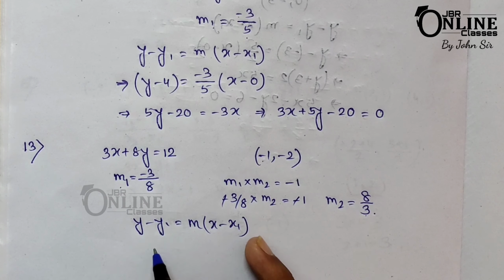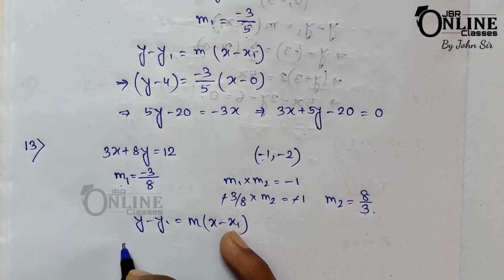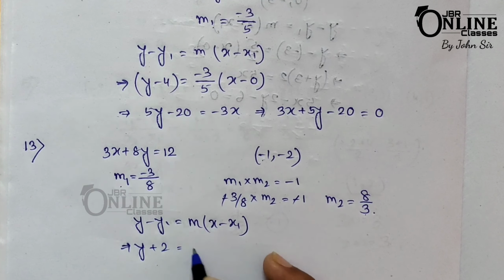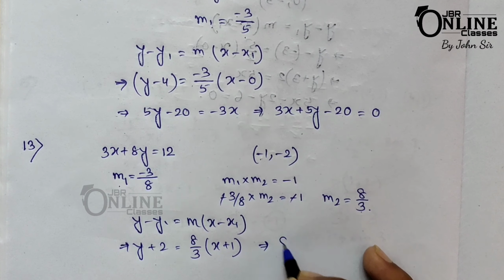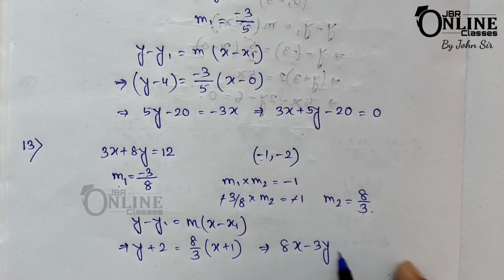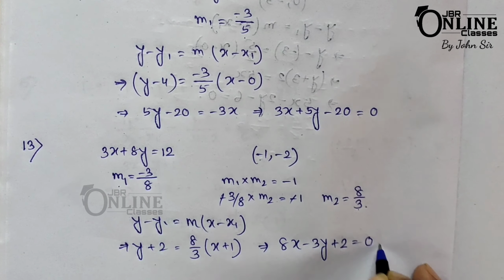So the equation of the straight line will be y plus 2 equals 8 by 3 into x plus 1. So the final answer will be 8x minus 3y plus 2 equal to 0.